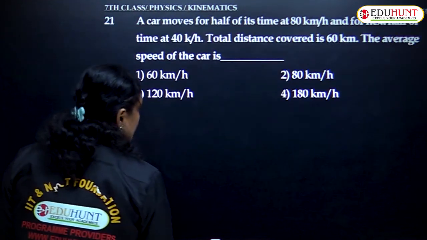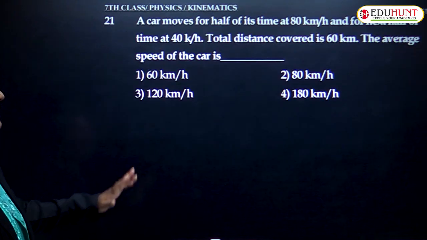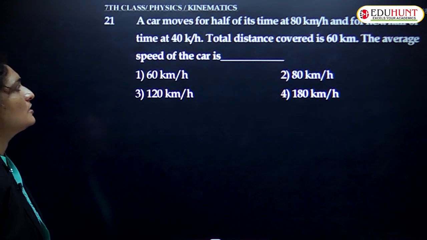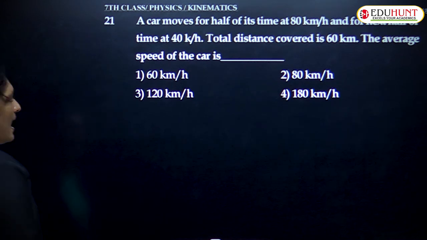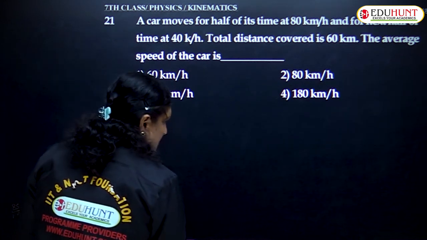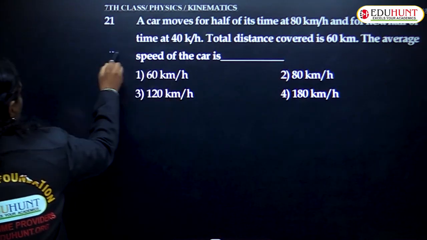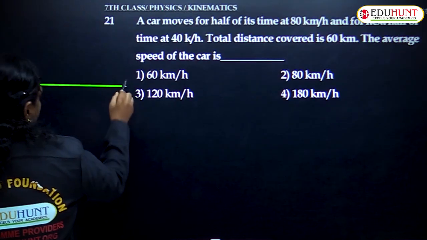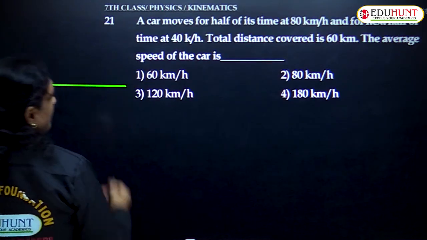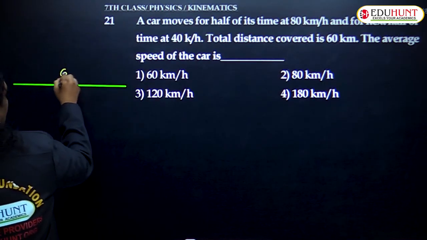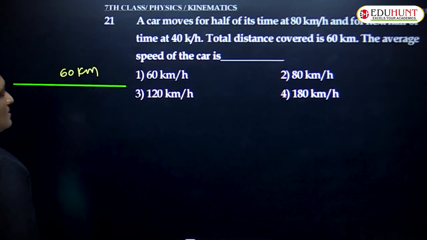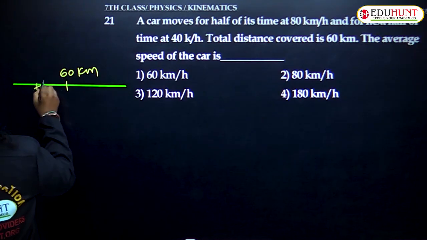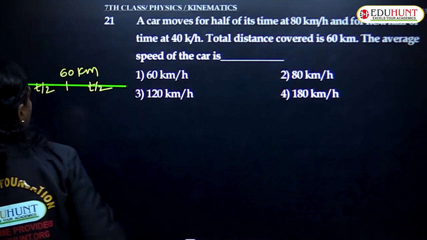A car moves for half of its time with 80 km per hour and for the next half of its time at 40 km per hour. The total distance covered is 60 kilometers. The average speed of the car is? So, here we go with what is given, children. The car is moving; how much distance was it given? 60 kilometers. A car travels a distance of 60 kilometers and the total time was t by 2 and here also t by 2.